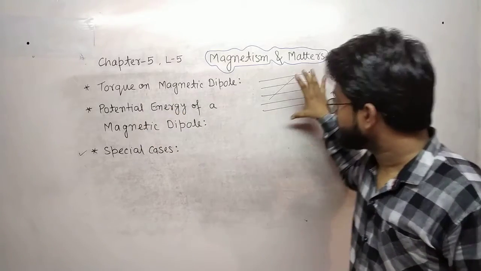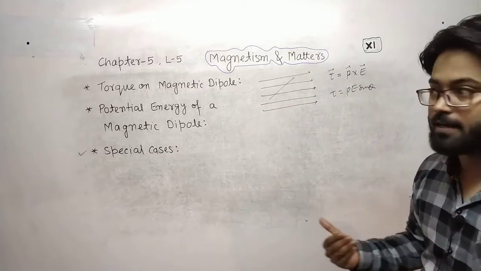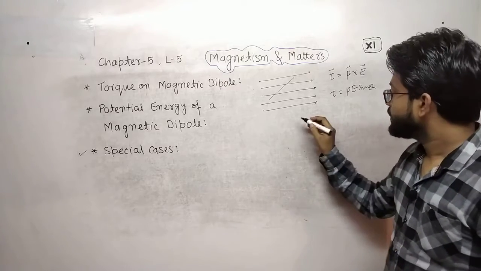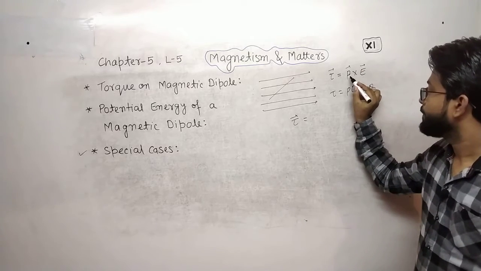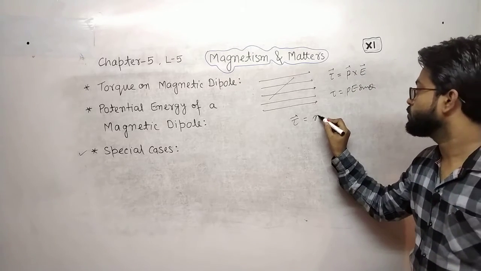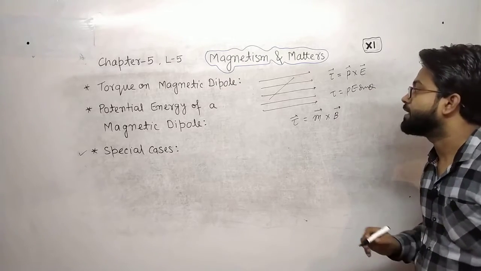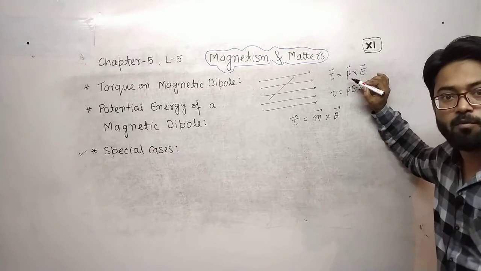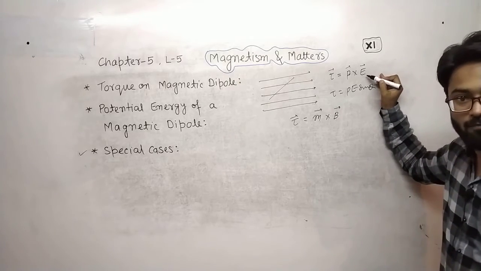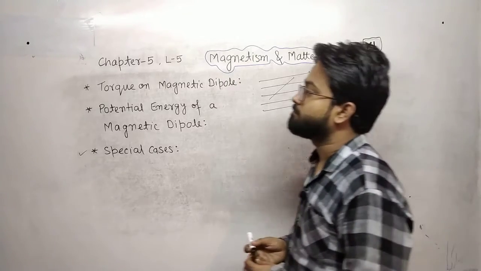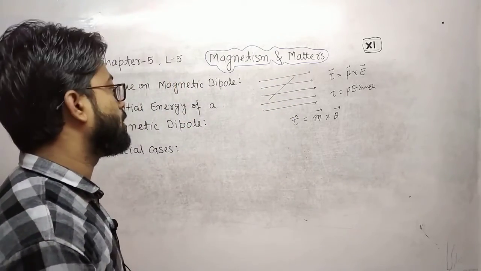in a magnetic dipole, if the magnetic dipole is placed in a uniform magnetic field, then torque will be equal to M cross B, because P is analogous to M and E is analogous to B, where P is the electric dipole moment and M is the magnetic dipole moment, E is the electric field vector and B is the magnetic field vector. Okay, this is very simple, you all know.